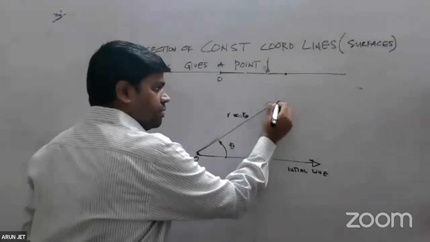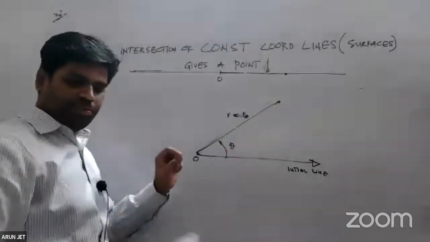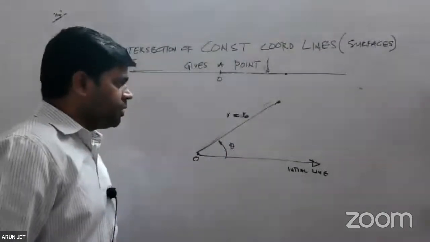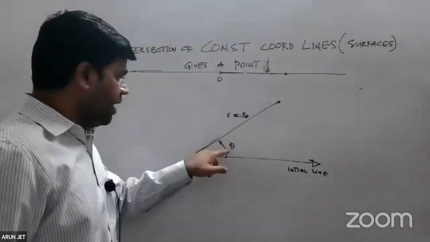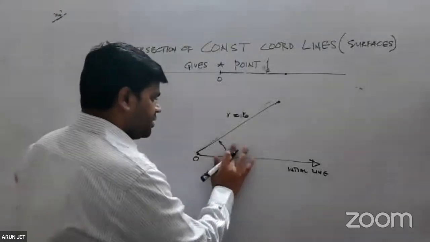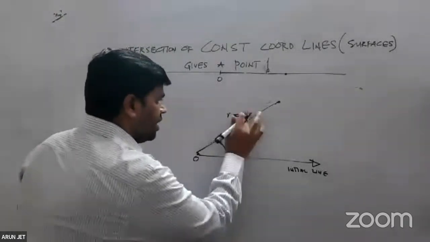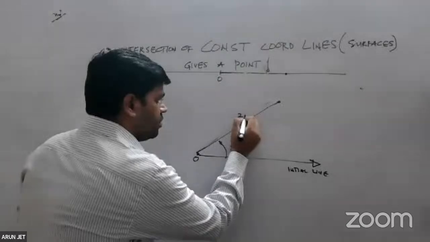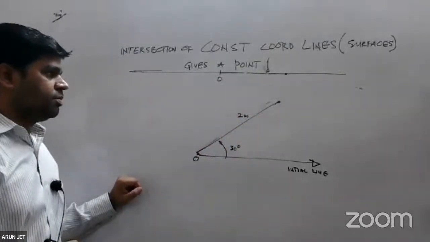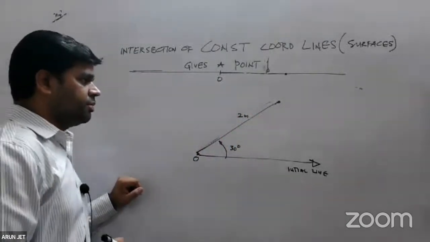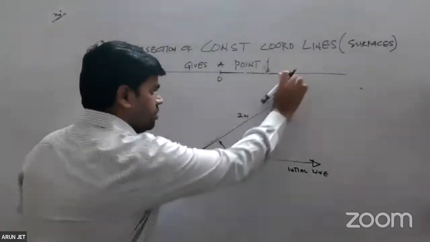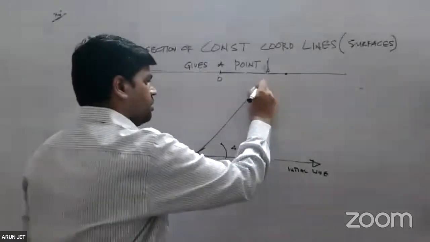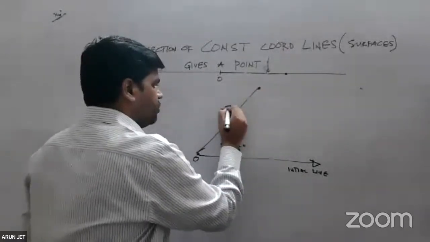This point can be spotted with these two numbers: an angle and a number. I can say this is 30 degrees and this is some 2 meters. Or I can say this is 45 degrees and this is, let's say, root 2.